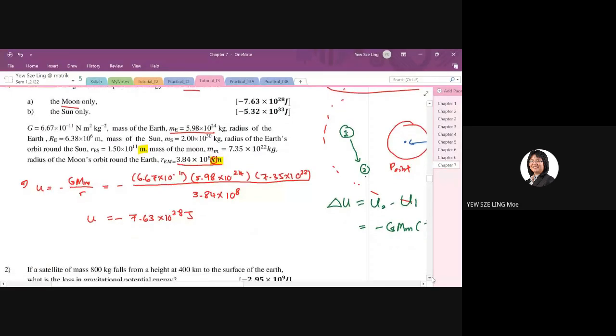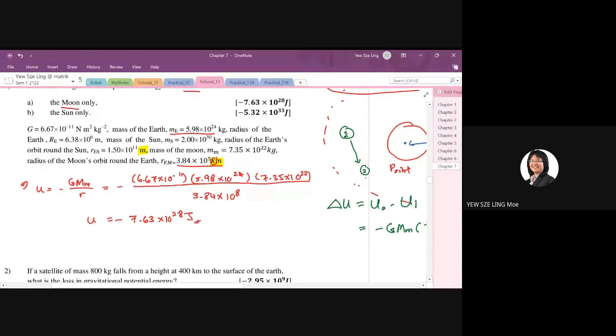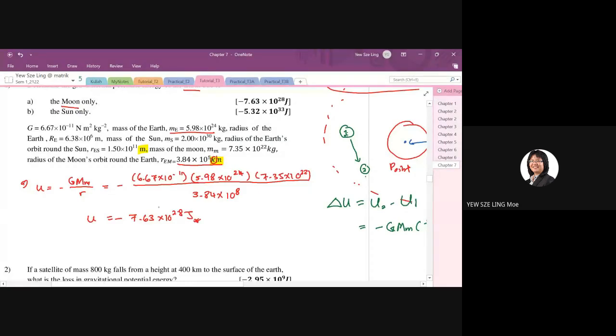All right, so this is the work done needed to place the Earth and the moon at a distance of 3.84 times 10 to the power of 8 meter between each other. Initially the system is empty, the universe is empty. So you place the moon in the universe, and then you spend an energy, a work done equivalent to negative 7.63 times 10 to the power of 28 joule, to place the Earth into the universe as well. So you place both of them into the universe by doing this much work.